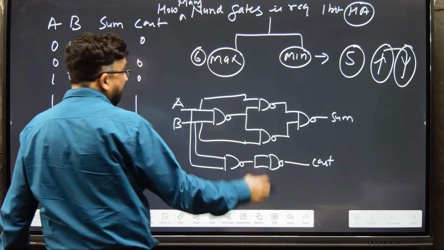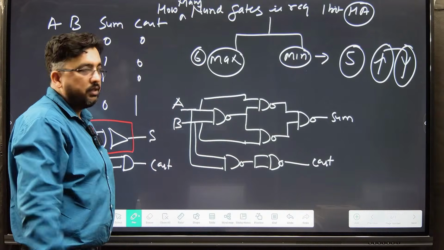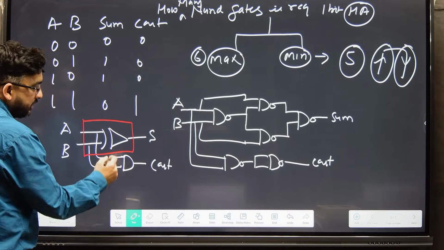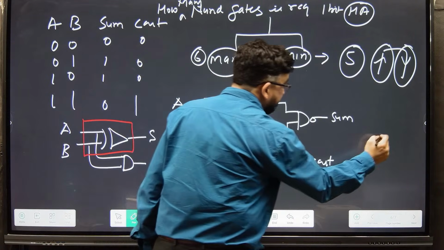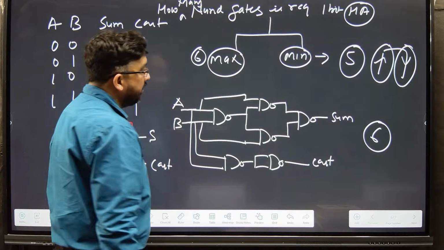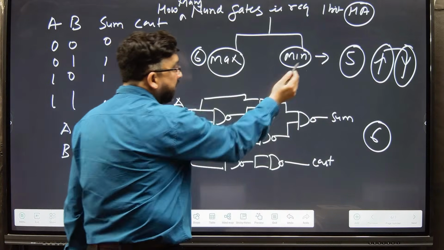I will let you know this whenever we start sequential circuits. Let me first finish it here. And this is my end. So the total number is 6, right? Now the question is, maximum is 6, minimum is 5.